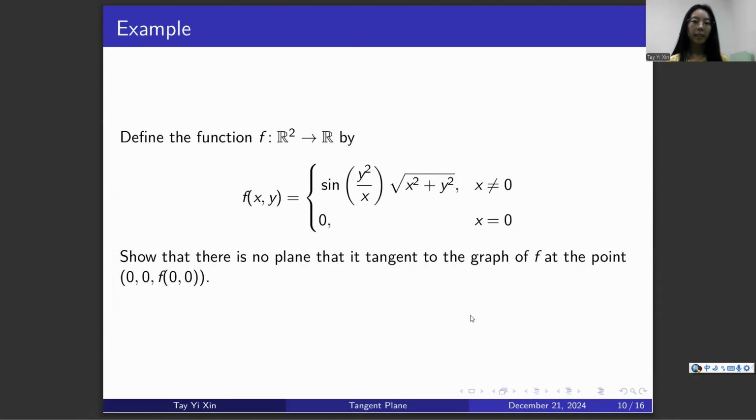Now we will look at the example of the tangent plane. Define the function f from R2 to R by f(x,y) equals sine of y squared divided by x times the square root of x squared plus y squared if x is not equal to 0, and f(x,y) equals 0 if x equals 0. We have to show that there is no plane that is tangent to the graph of f at the point (0, 0).